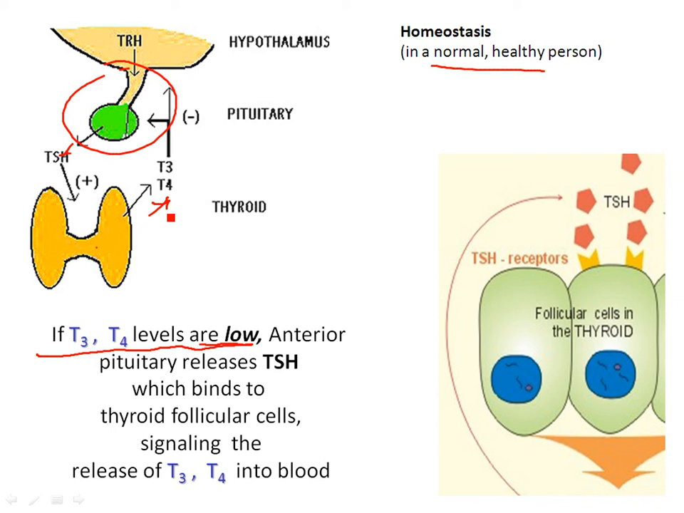And remember that when you're dealing with these hormones, the follicular cells have got to have the specific receptor for TSH or they won't respond. So hormones are very specific. No other cell in the body is going to respond to TSH.